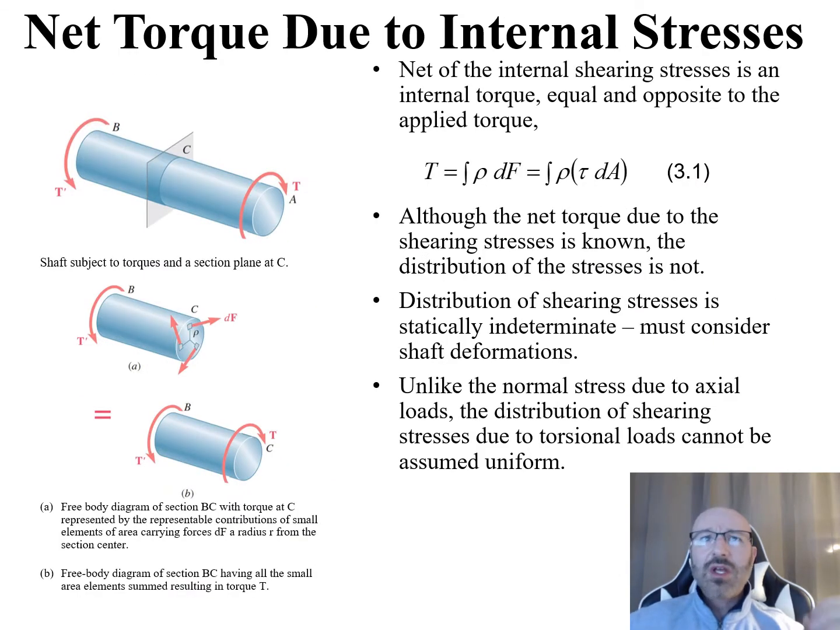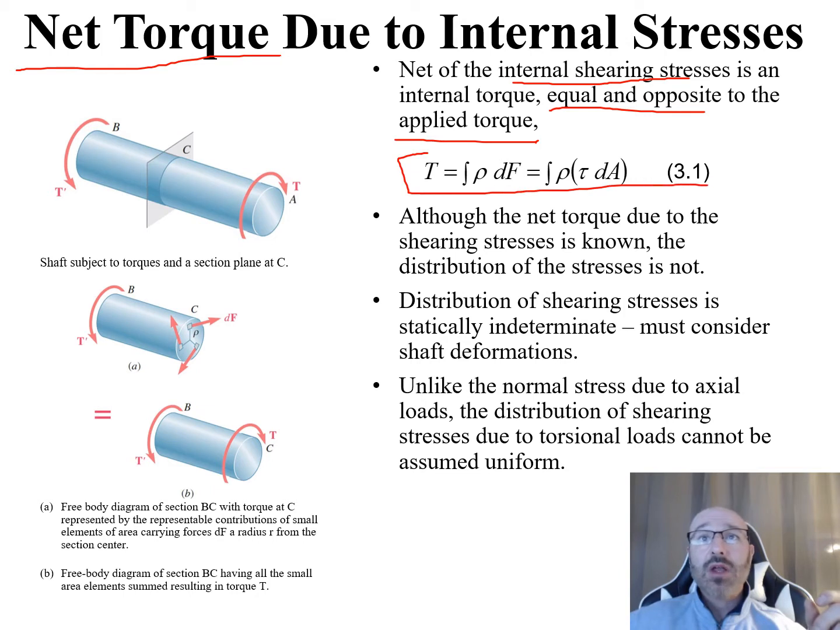So next we want to take a look at some internal stresses and how they affect our net torque. So how is the net torque due to these internal stresses? What we can look at here is that the net of these internal shearing stresses is an internal torque. Now this is going to be equal and opposite to the applied torque, and that's important. We can relate this back to equation 3.1 in our textbook, and we'll spend a bit more time going into some details and applications and break down the variables for this in the next couple slides. Now, although the net torque due to the shearing stresses is known, what is not known is the distribution of these stresses here.